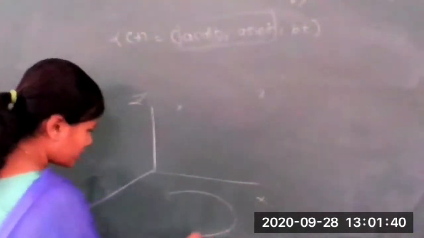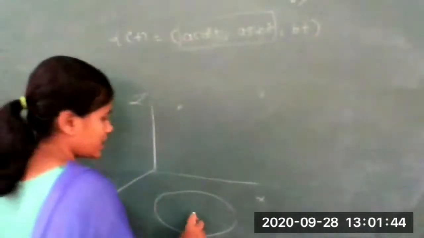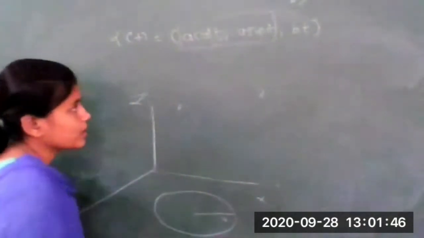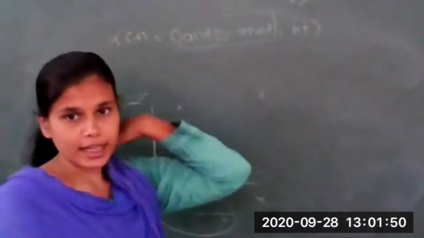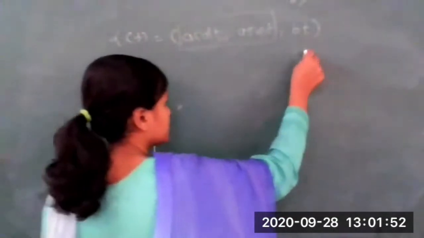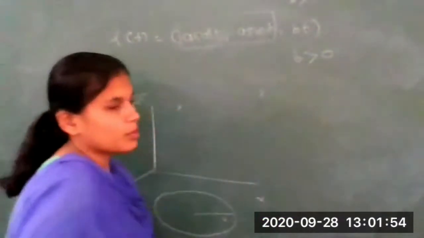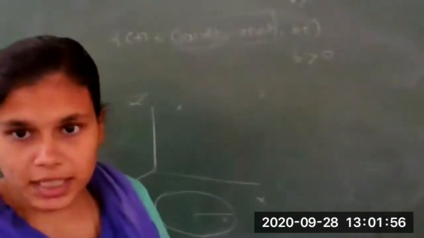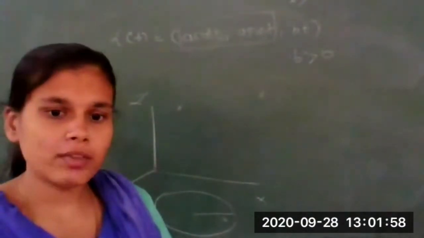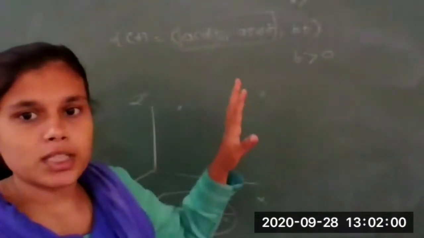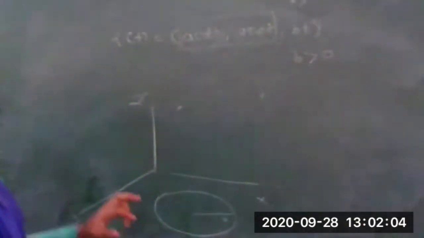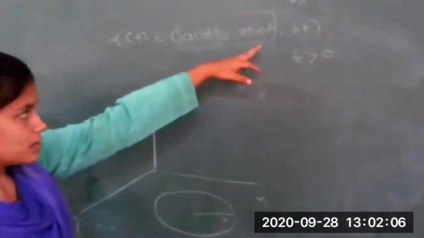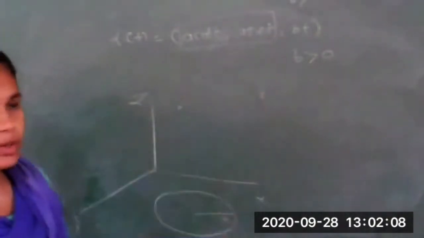So, this is a circle in the xy plane with, say, radius a. Correct. Now, the third coordinate is b into t, where b is strictly greater than 0. Why are we putting the condition that b is strictly greater than 0? If b is equal to 0, this whole thing will reduce to only a circle. Correct. Now, b into t is the z coordinate.